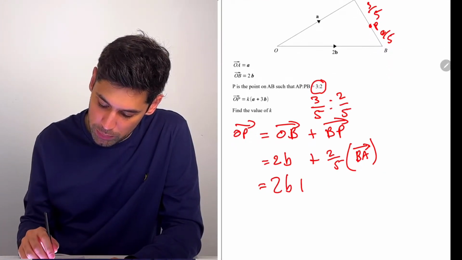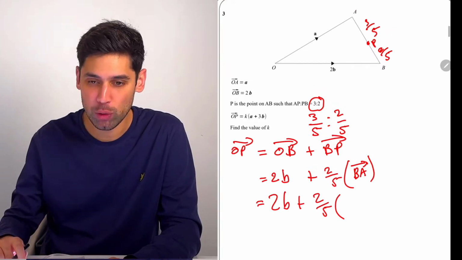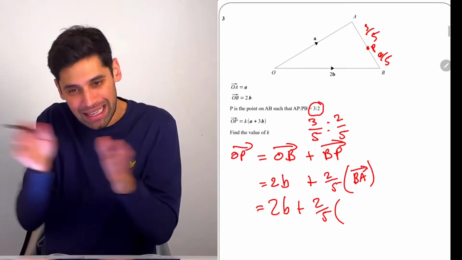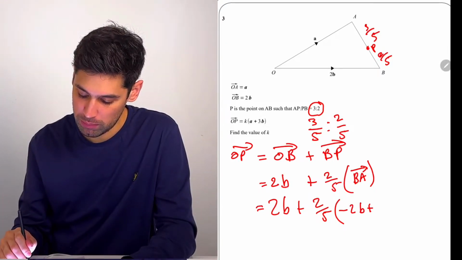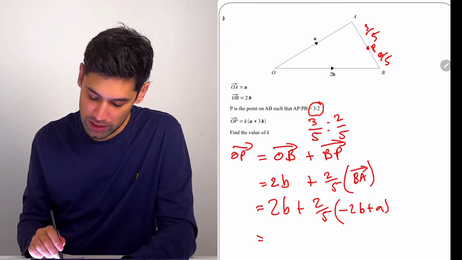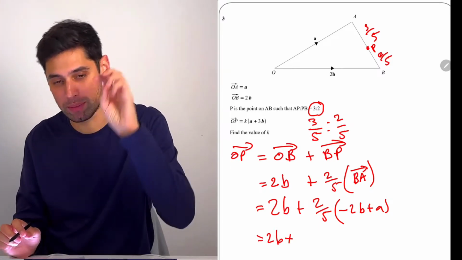2B plus 2/5 of, and what is BA? How do we get from B to A? We go minus 2B plus A. Minus 2B plus A. So that equals 2B plus, now just again, practice of timesing numbers by fractions.